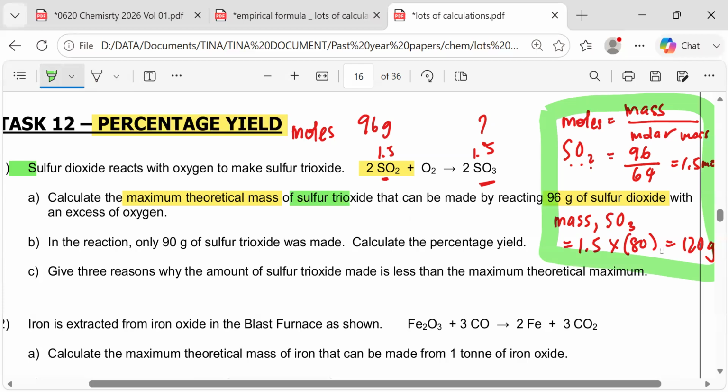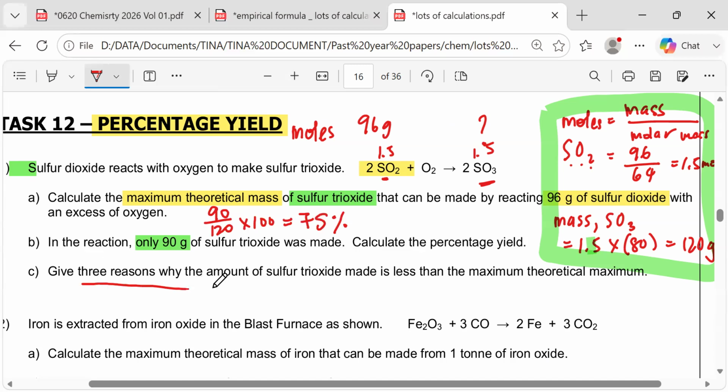Okay, so this is for here. Maximum of sulfur trioxide, 120. In the reaction, I was wondering why you had to calculate the moles again. But that's mass, it's just the ratio, so you still have to calculate the mole. It's only 90 grams. I'm supposed to get 120, I only got 90. So this is 75%. That's my percentage yield.